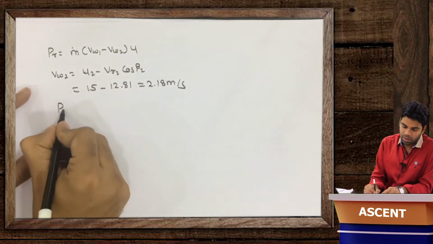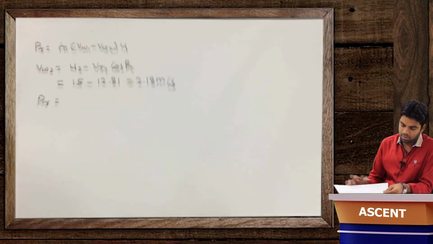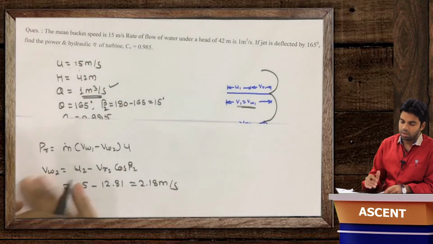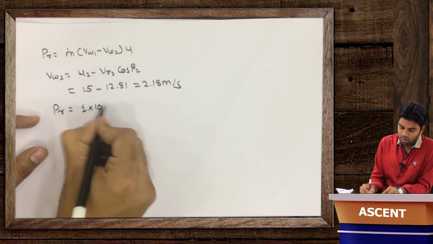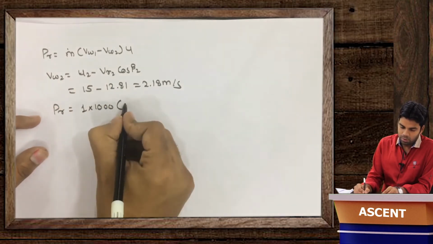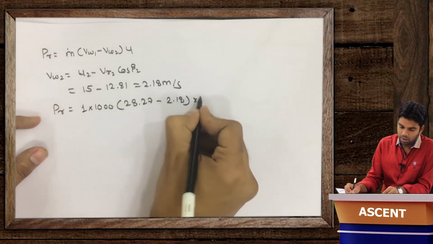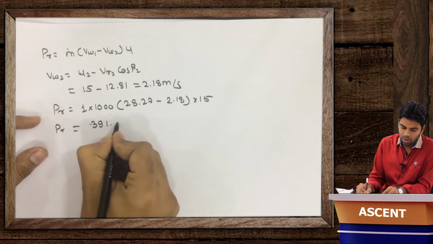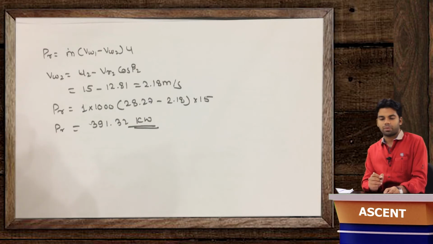So from here we can determine this runner power. Mass flow rate is 1 meter cube per second into density rho into Q is mass. So this will be 1 into 1000 into Vw1 28.27 minus 2.18 into u is 15. So from here we will get this runner power as 391.32 kilowatt. Okay, so this is the power of the turbine, runner power.